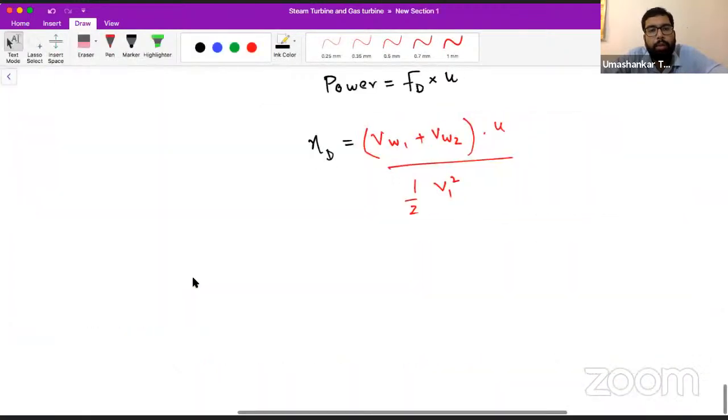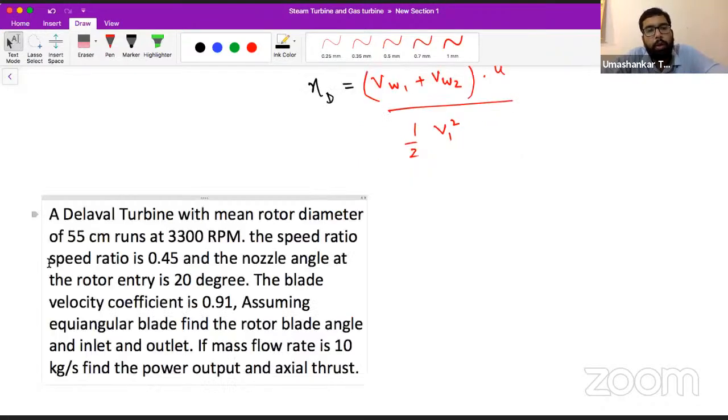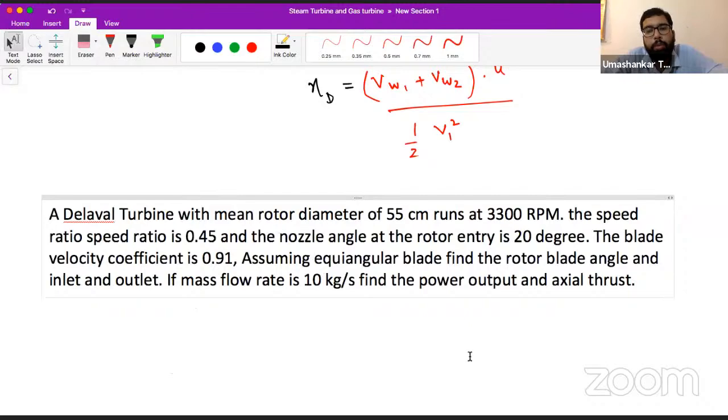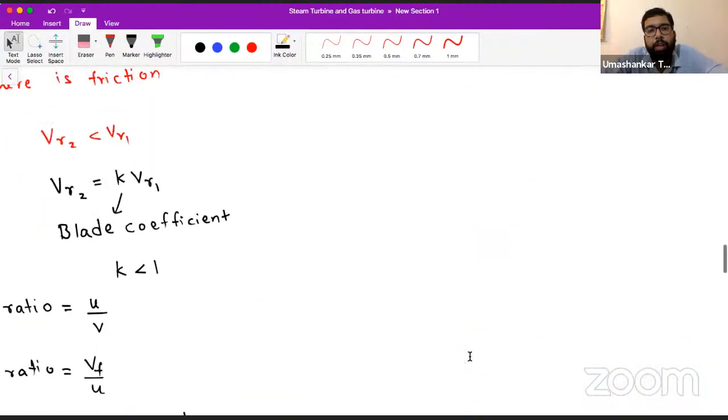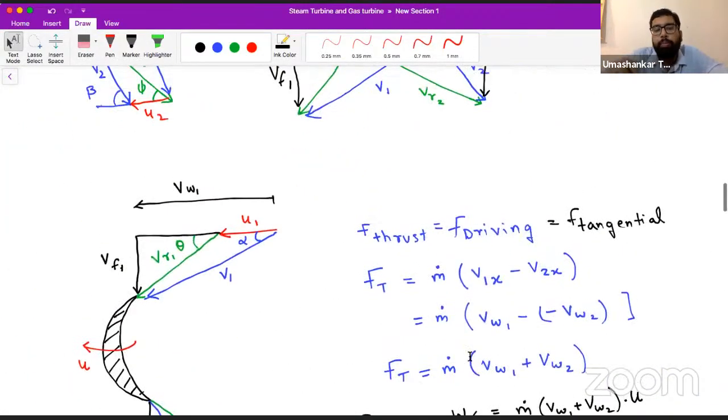Now let us solve another question here. I hope you guys also know, I have used this formula in the previous lecture, that U is nothing but pi dN by 60. The blade velocity is pi dN by 60. I have used this formula in the previous session as well.